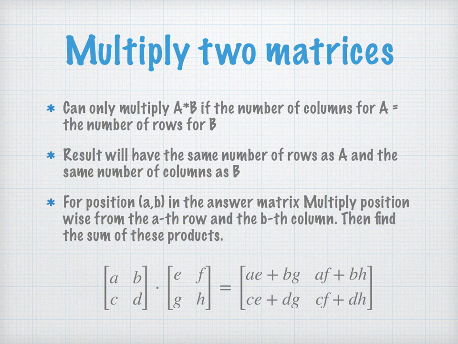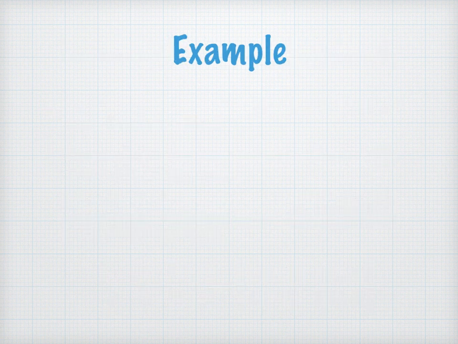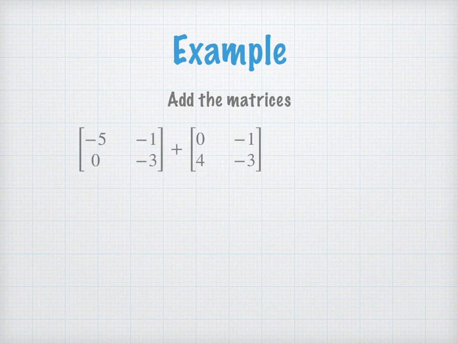All right, I think it's a good time to look at some examples, so let's do that now. Let's try to add a couple matrices together. Now remember, we're going to add position-wise. So I would take -5 plus 0, because both of them are in my first row, first column. And then I'd have -1 plus -1, because both of those are in my first row, second column. And then I'd continue the same thing in my second row, 0 plus 4, and then -3 plus -3.